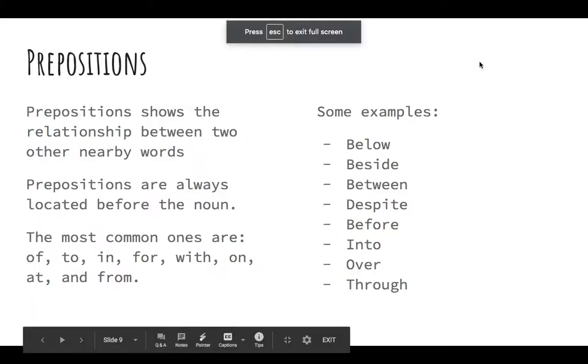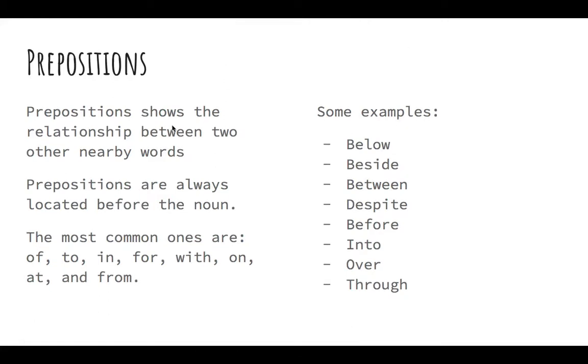Okay, so the next one we're going to be doing is prepositions. Prepositions show the relationship between two other nearby words. Prepositions are always located before the noun, and the most common ones are of, to, in, for, with, on, at, and from. Some other ones are below, beside, between, despite, before, into, over, and through.